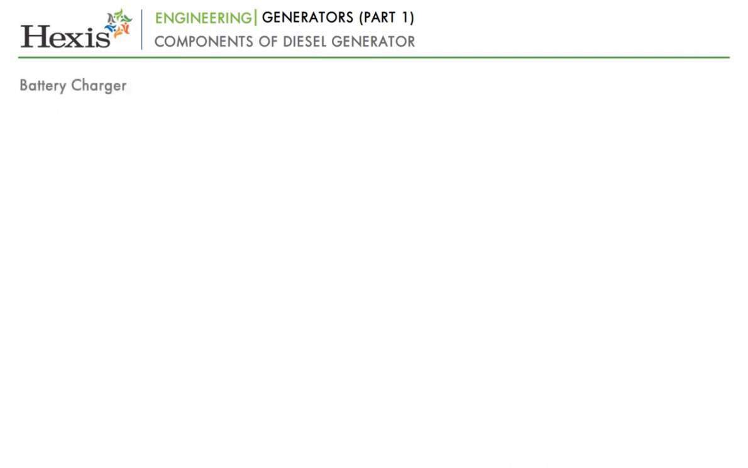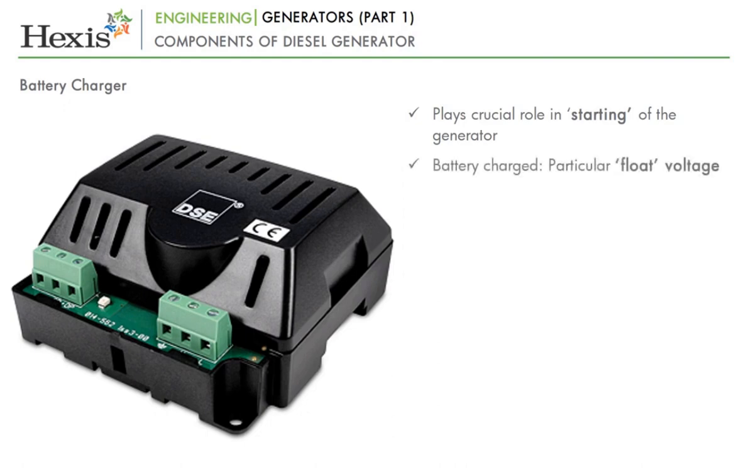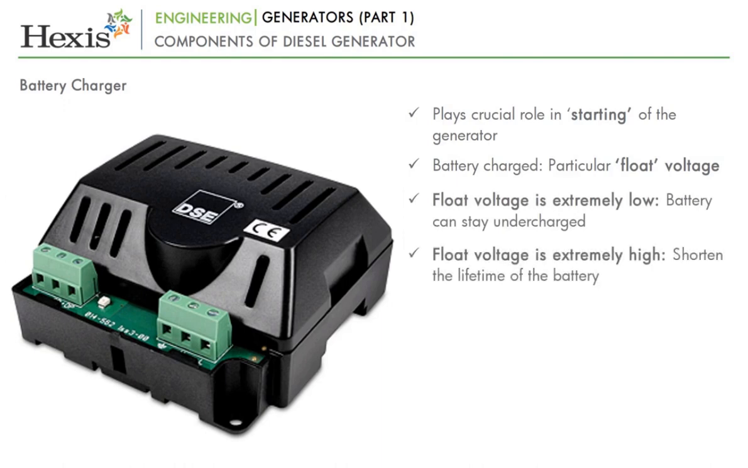Next, we come to the battery charger, which plays a very crucial role in the starting of the generator. The start of a generator is usually battery operated. The device keeps the generator battery charged by providing it with a particular float voltage. If the float voltage is extremely low, the battery can stay uncharged. If the float voltage is extremely high, it will reduce the battery life.